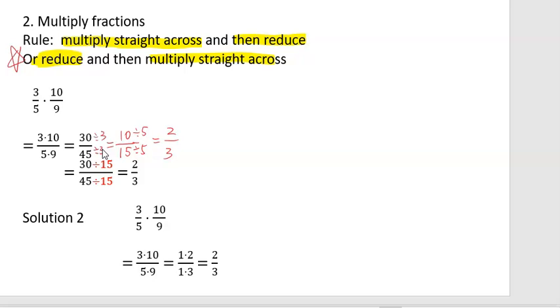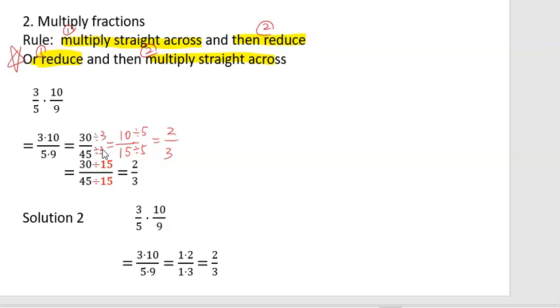But there's a different solution. So like I said, it doesn't matter what you do, there are 2 steps we have to do, whether you multiply and then reduce, or whether you reduce first and then multiply. So the second method is a little easier. You can see I don't have any big numbers.